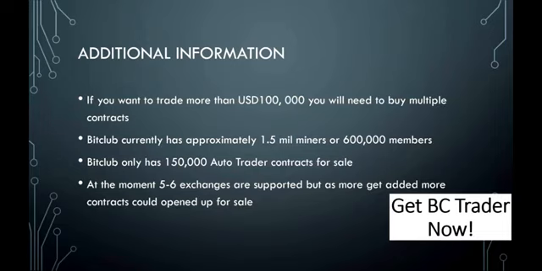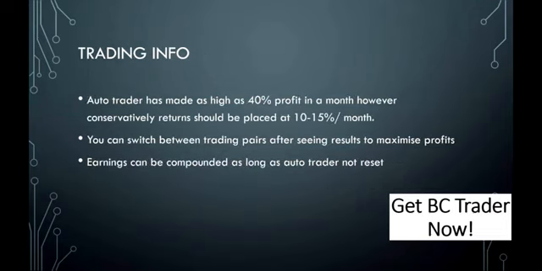So this is something that if you have the funds and the means, you want to get it the moment it's launched. Trading info. Okay, so the auto trader has made as high as 40% profit in a month. However, we should probably lower that estimate. Russ has mentioned 10 to 20% a month. I am going to even lower it to 10 to 15%. So this is going to be very conservative. I like to undersell things. If the contract says it's done 40%, I'm going to say it's making 10%.